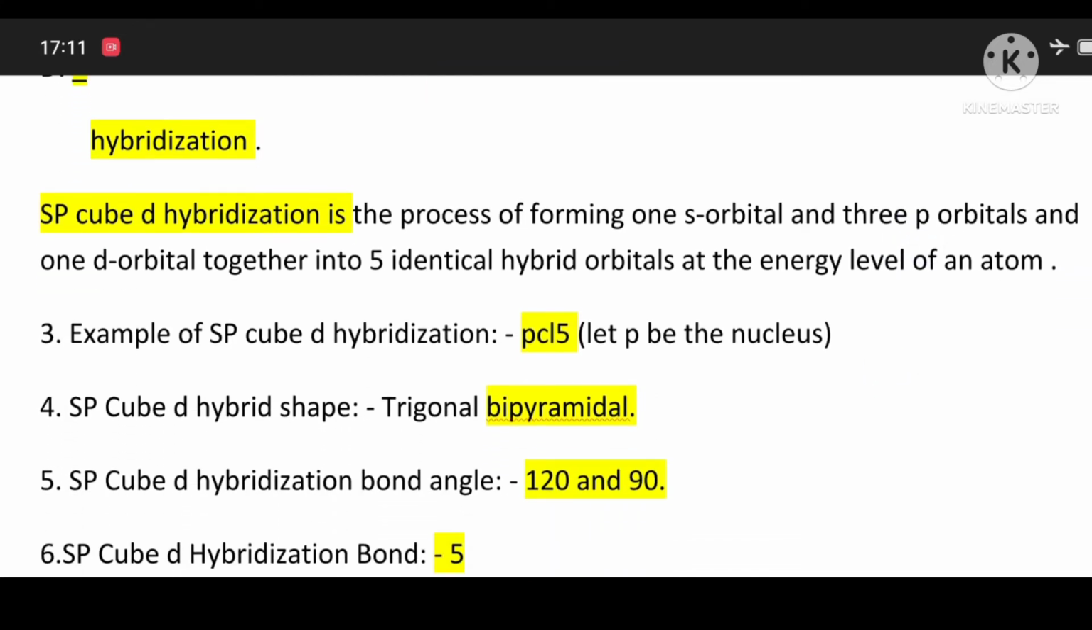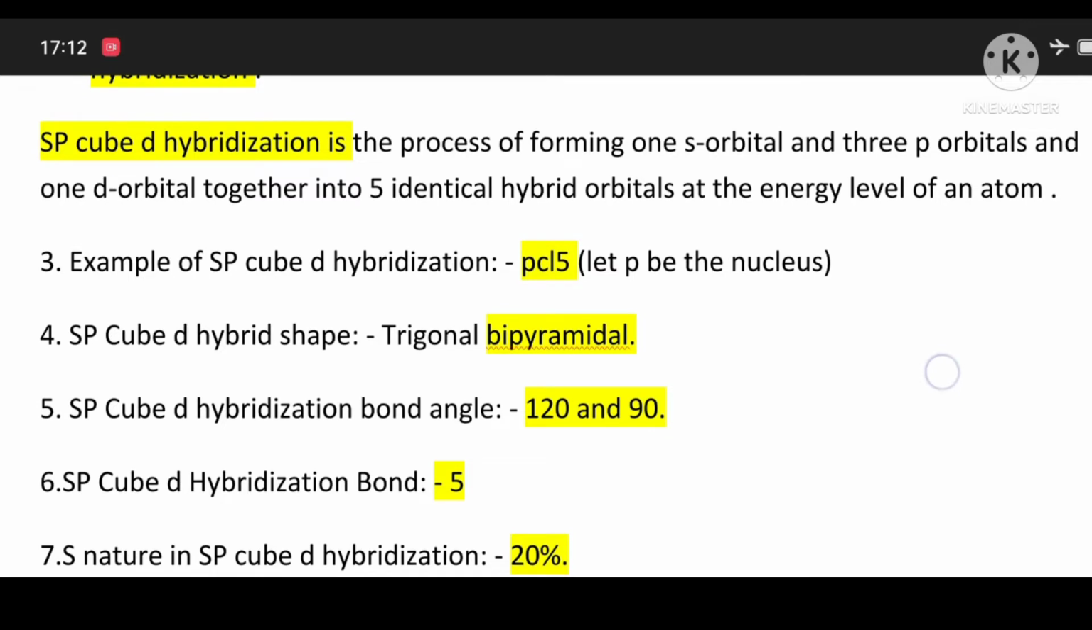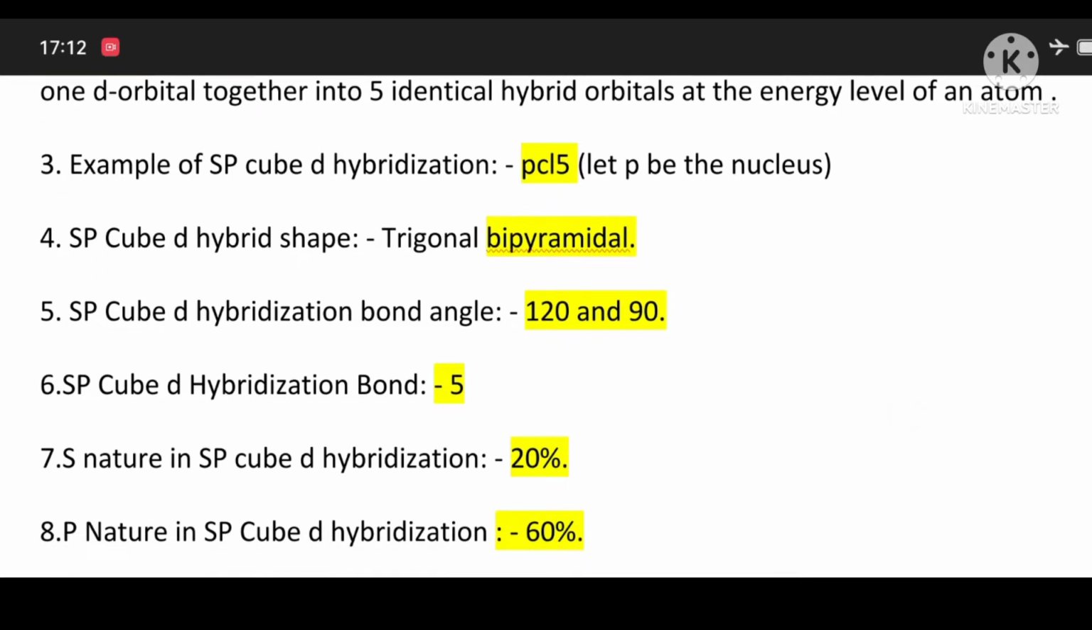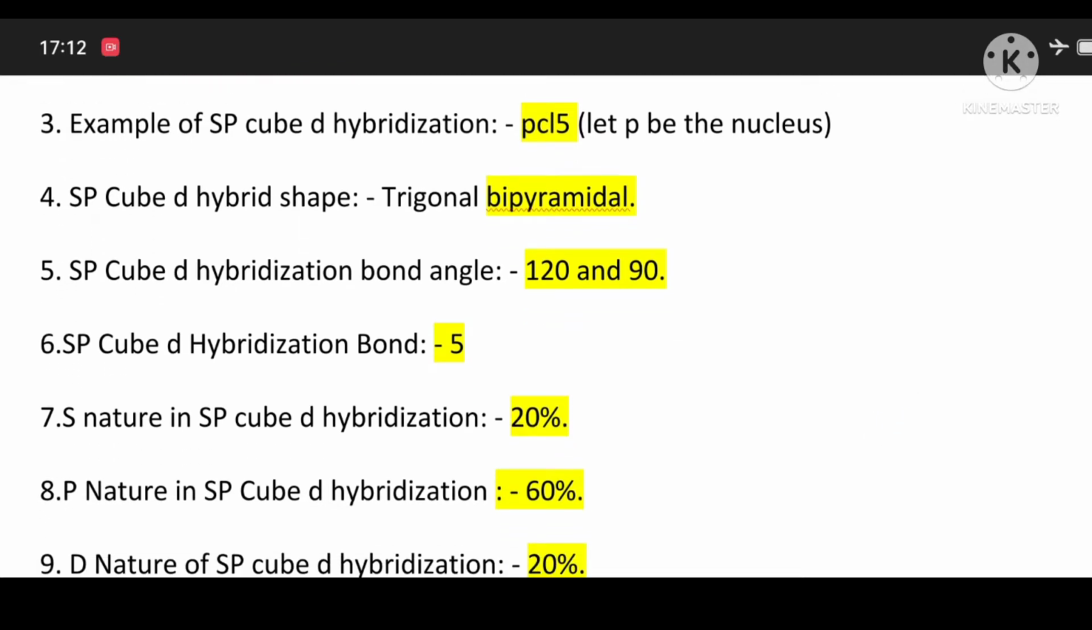Okay, first of all, sp3d hybridization is the process of combining one s orbital, three p orbitals and one d orbital together into 5 identical hybrid orbitals at the energy levels of an atom. Next, an example of sp3d hybridization is PCl5. Here phosphorus is the nucleus of the molecule. Number 4, the sp3d hybrid shape is trigonal bipyramidal.